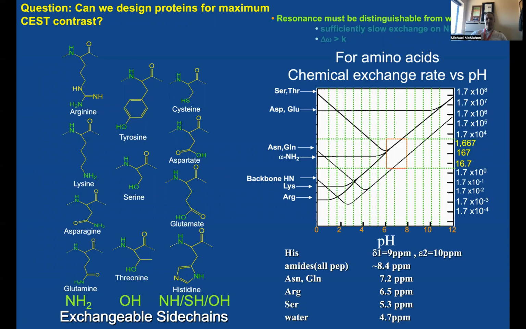We had another question: can we design proteins for maximum CEST contrast? This was based on the feature that to observe CEST contrast, the exchange rate must be sufficiently slow on the NMR timescale, so that the exchange rate is not so much faster than the chemical shift difference with water. And so you can see not all these labile protons on all the different amino acid side chains are appropriate. However, serine and threonine, asparagine, glutamine, and then the backbone NHs could be well detected, as could arginine and also histidine potentially.